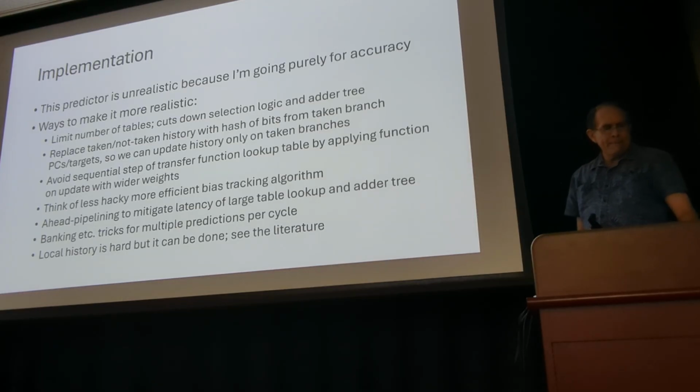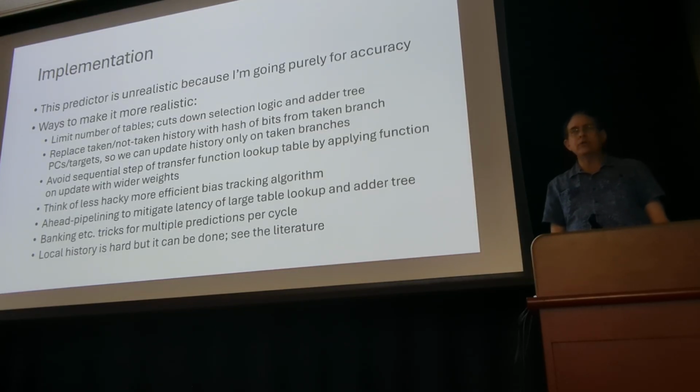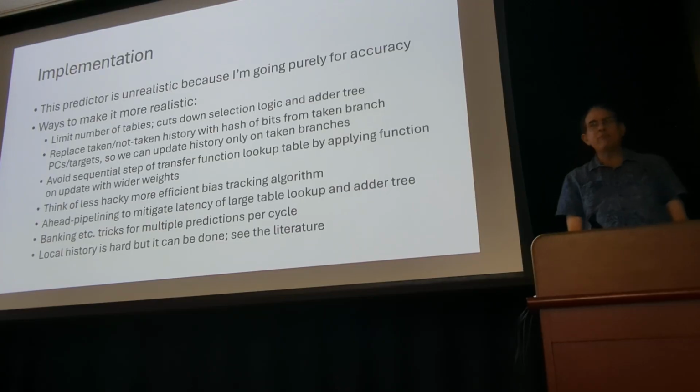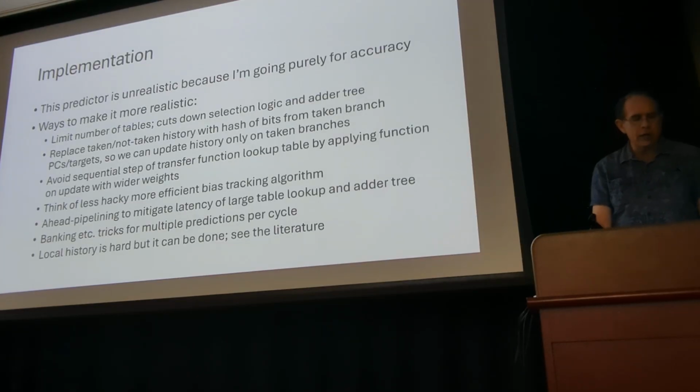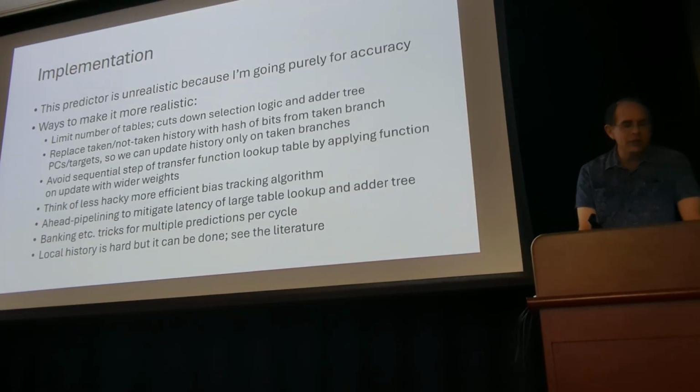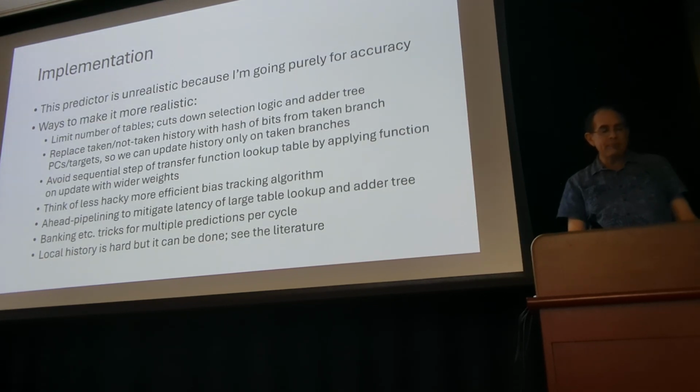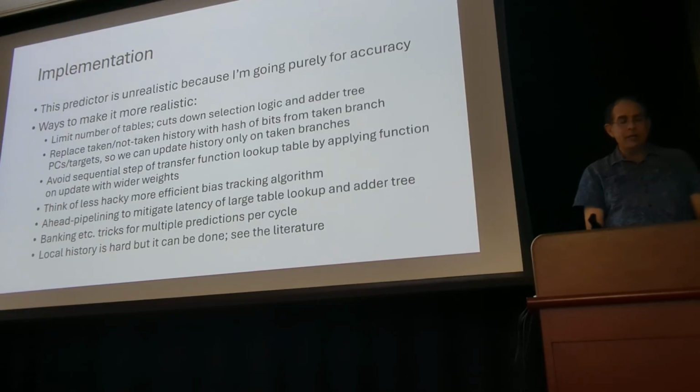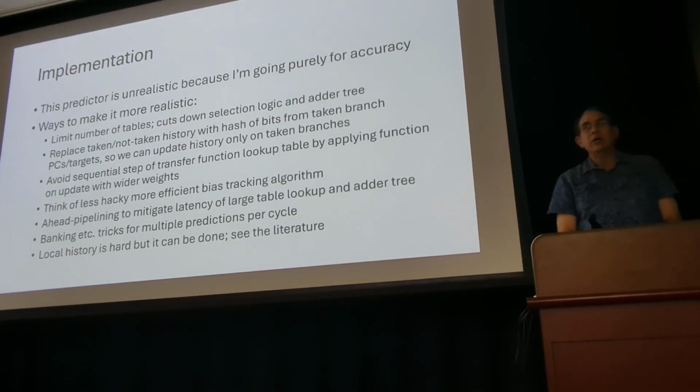What else? So the predictor is unrealistic because I'm going purely for accuracy, just as Andre said in his talk. There are ways to make it more realistic. Limit the number of tables; that cuts down the selection logic and the adder tree. Replace the taken not taken history with hashes of bits from taken branch PCs and targets, so we can update history on taken branches. It's a trick that people know that they should play.